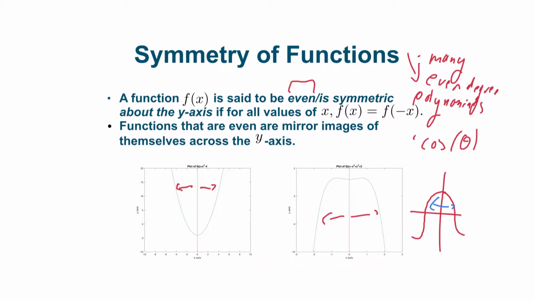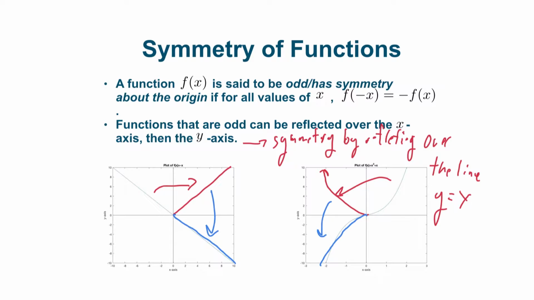So how do I quantify symmetry mathematically? Well, we do it in a pretty nice way. We say that a function is even if f of x equals f of minus x. So if I put the input in, that's the same as if I put negative that input in.